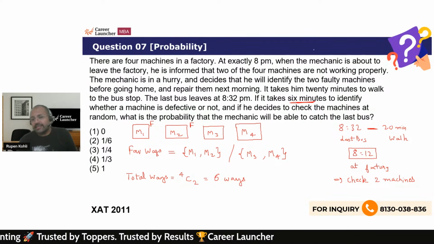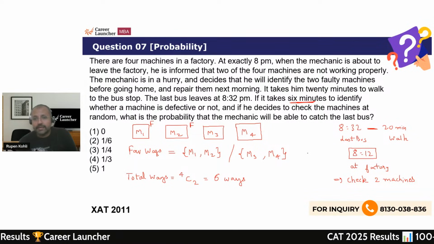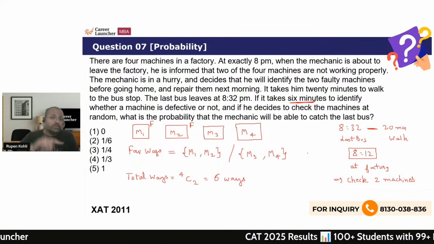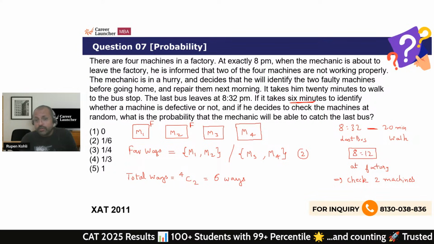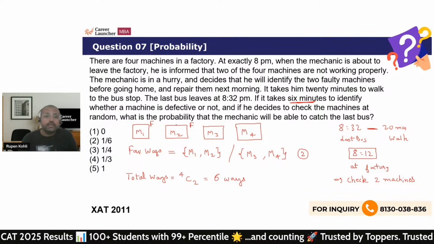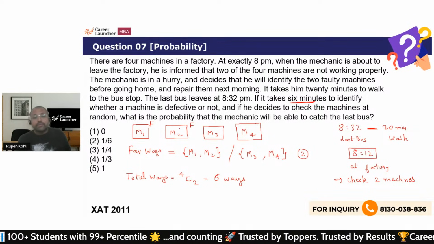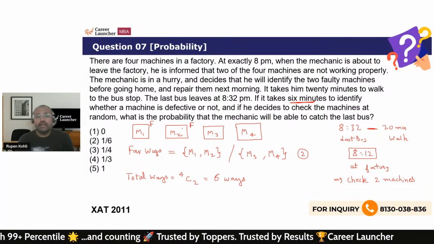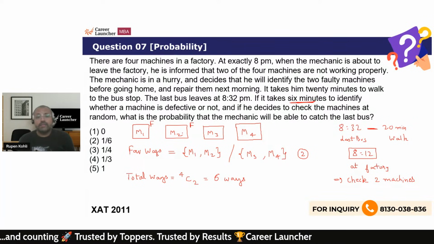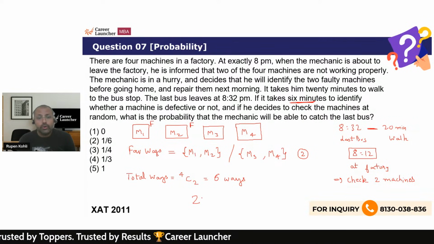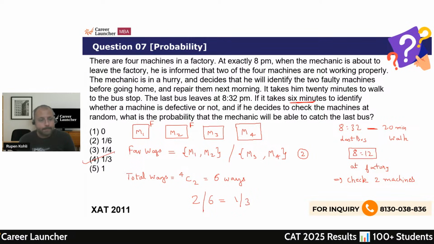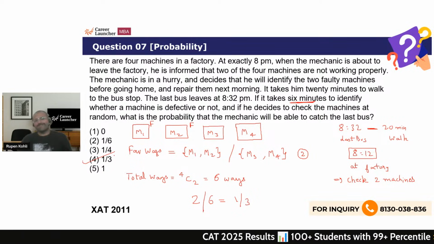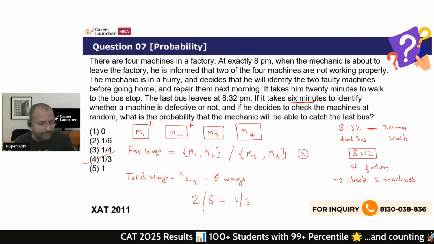This is the only thing that perhaps you could miss, right? That even if he selects the two good machines and tests them, then also he will say okay, these two are not faulty, so the other two must be faulty, right? So both ways he can reach the conclusion about which two machines are faulty. So 2 on 6, which is 1 by 3, is the required probability, right? 2 by 6.